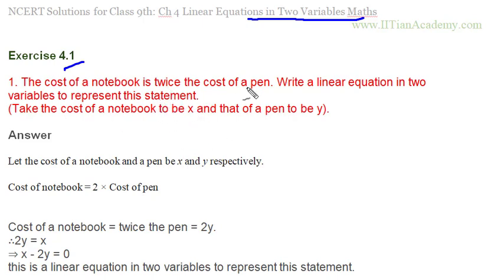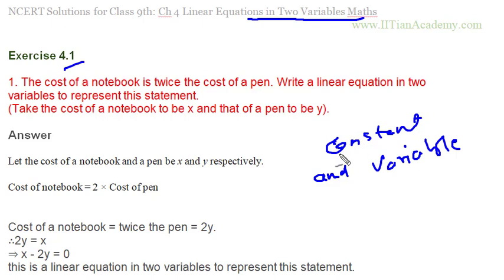So basically here we have to form an equation in two variables. I'm sure you have understood by now what an equation is. An equation basically has two things, constants and variables. What is a constant? A constant is something that is fixed. And what is a variable? A variable is something that you can put any value into.